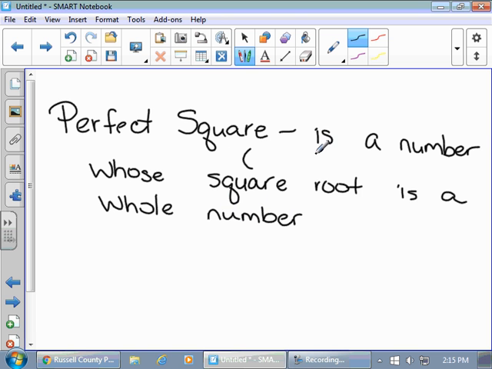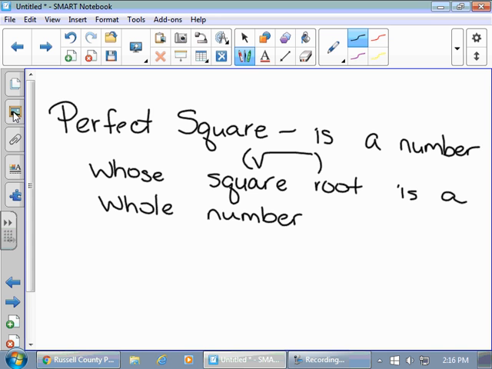I want to draw the little symbol for a square root here. It kind of looks like a V, but it goes just a little higher and comes out. So it's kind of a combination between a V and a division sign. Okay, that's kind of what it looks like. Right? That's the square root. And we'll talk about what each of these mean. So a perfect square is a number whose square root is a whole number.